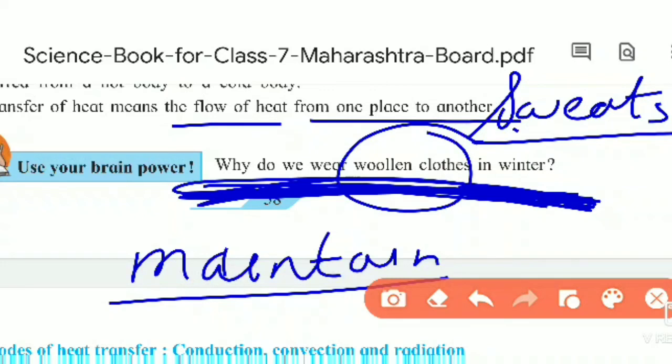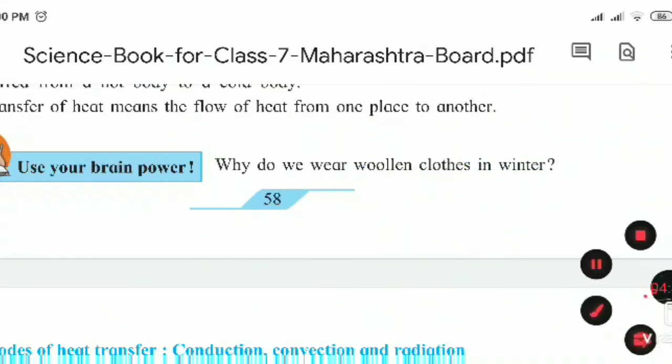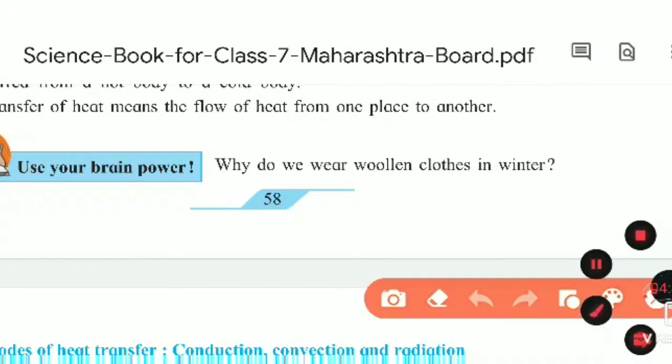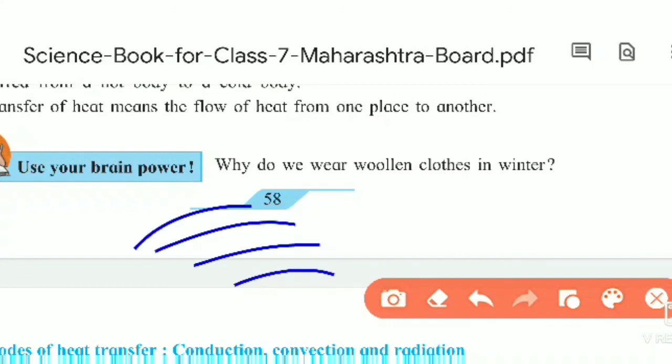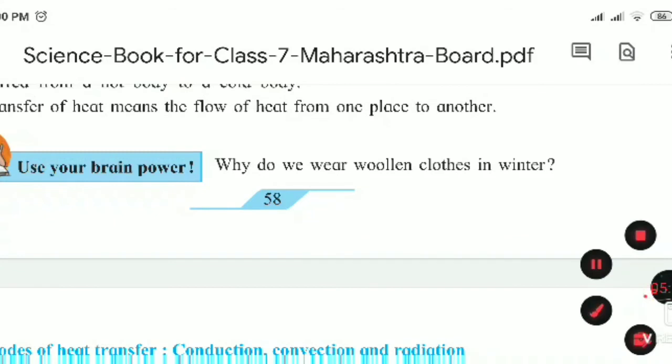Not only us, some animals like the sheep or the bear have so many hairs or fur on their body, and this fur reduces the transfer of heat from the body to the outer environment. For regulation of the body temperature, these animals grow more fur in the winter season. Due to this, to maintain the body temperature, we use woolen clothes in the winter season.